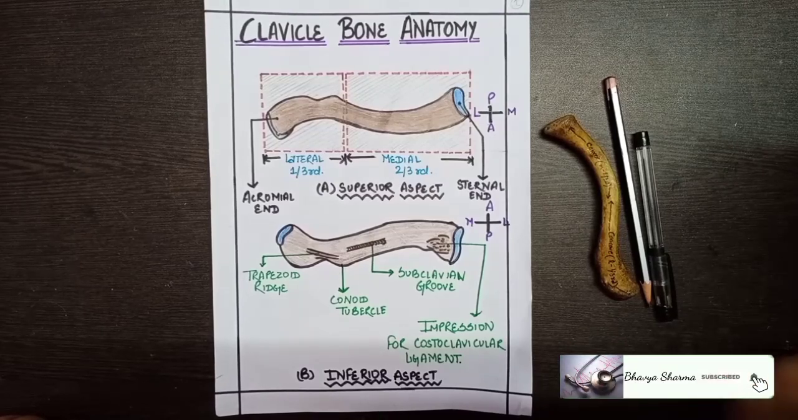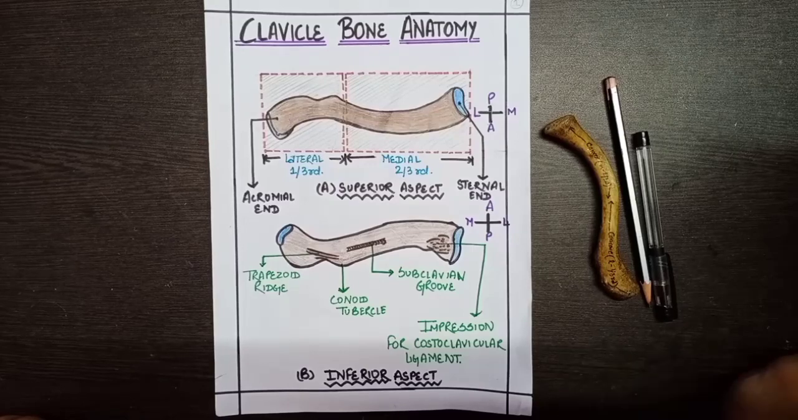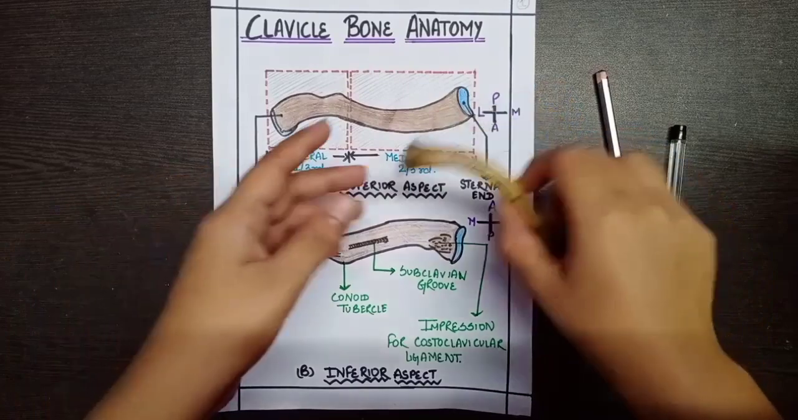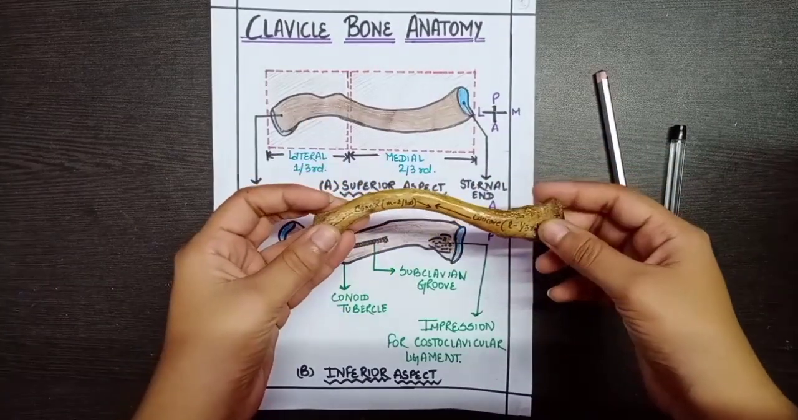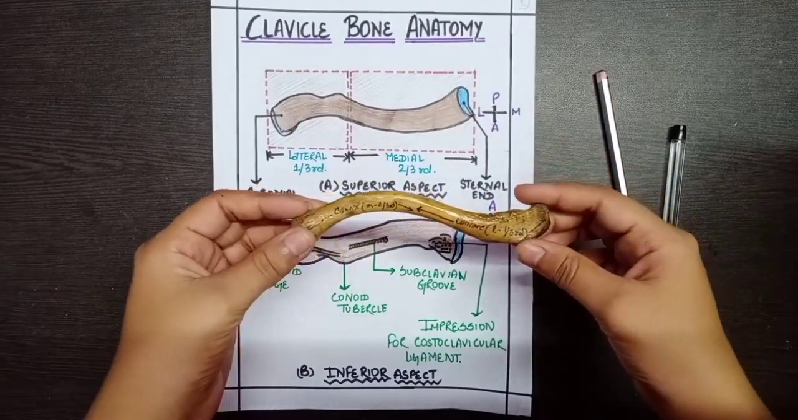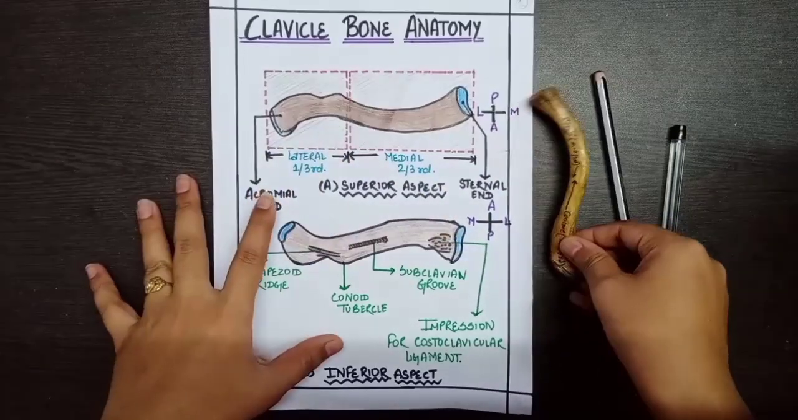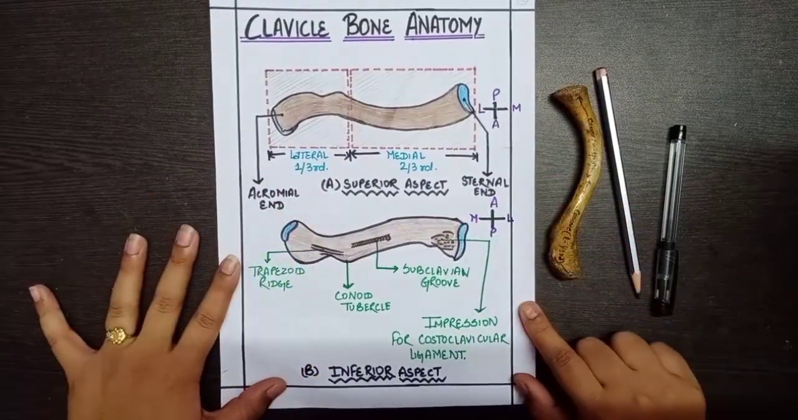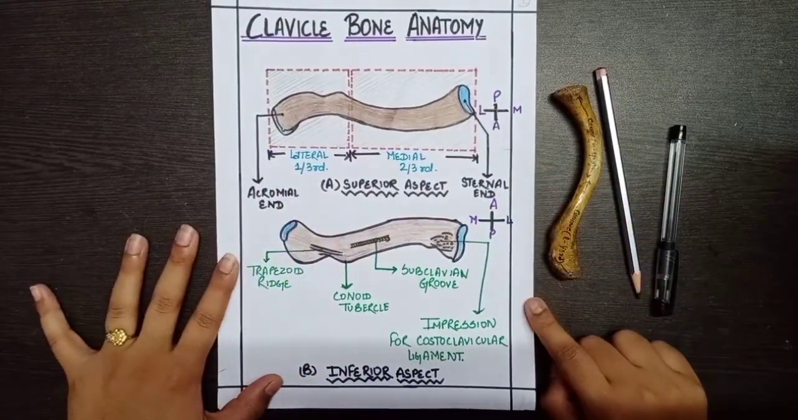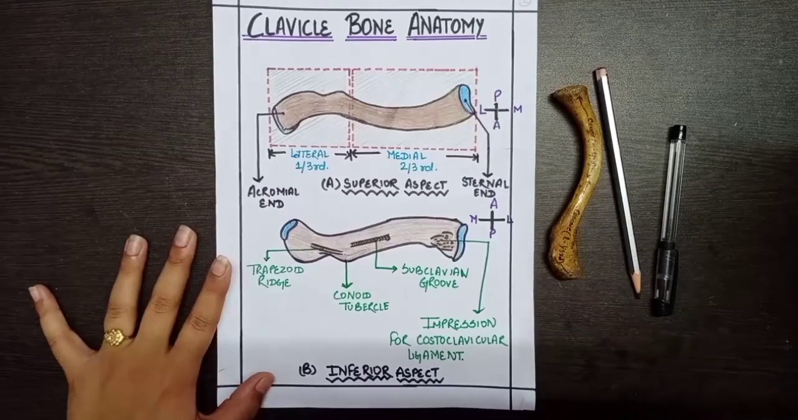So today we are going to go through the clavicle bone anatomy. So let's get started. We are going to go through the bone and we will see the features in the real human bone, as well as go through the notes so it is clearer, and then I'll be uploading the notes on my Insta page as well.